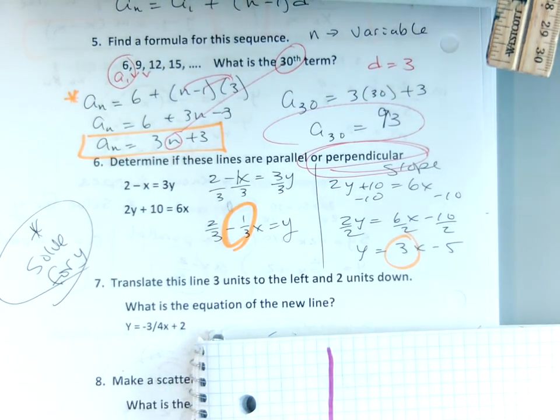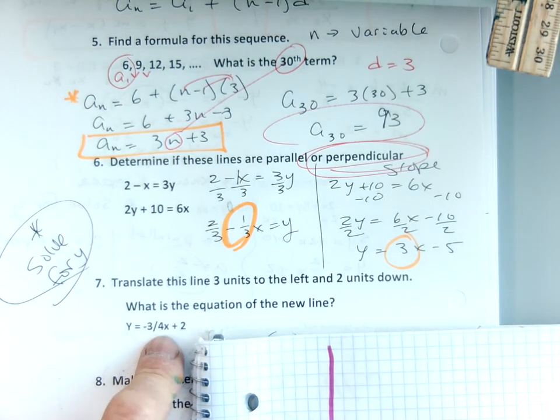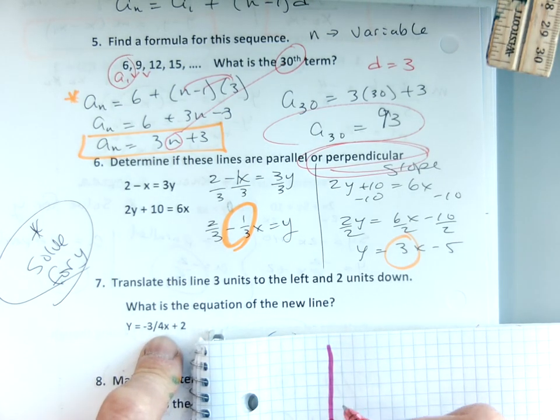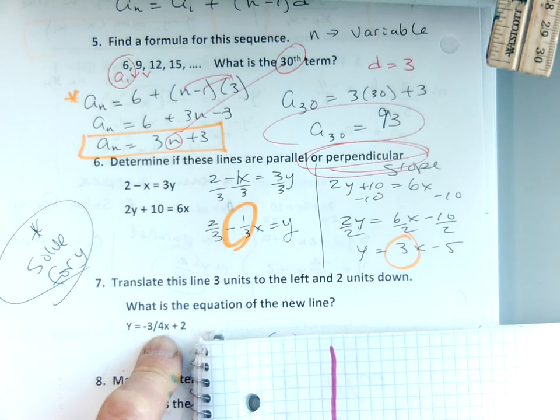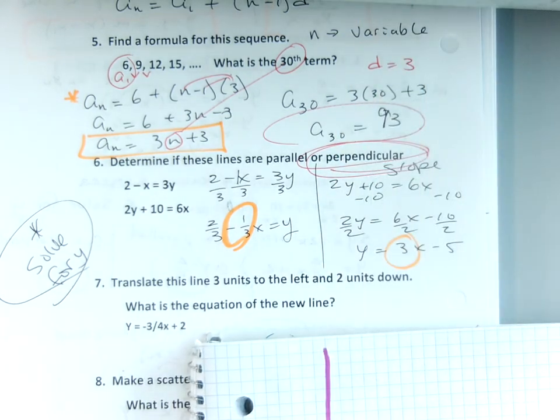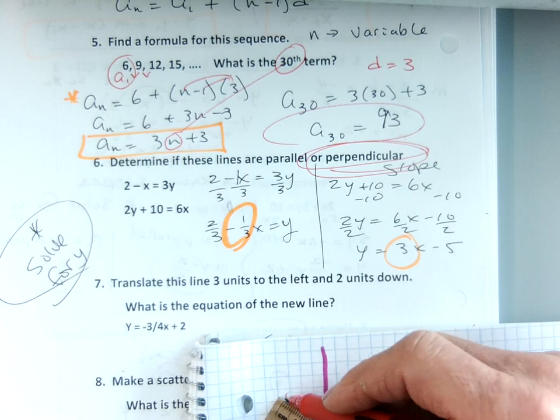And I'm going to start at 2. We'll go down 3 over 4. 1, 2, 3, 4. Down 3 over 4. 1, 2, 3, 4. I draw my line, okay? So there's my first line, okay?